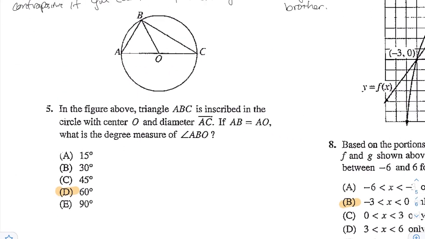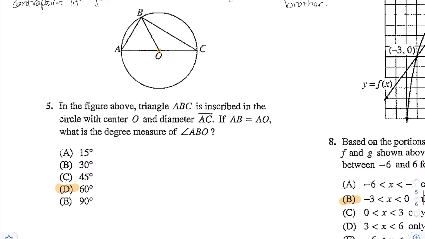All right, next for question number 5. In the figure above, triangle ABC is inscribed in the circle with center O and a diameter of AC. Now, if AB is equal to AO, what's the degree measure of angle ABO? So here we have a circle, and O is the center, and you have 3 radii there, so you know that all these sides are going to be equal to one another.